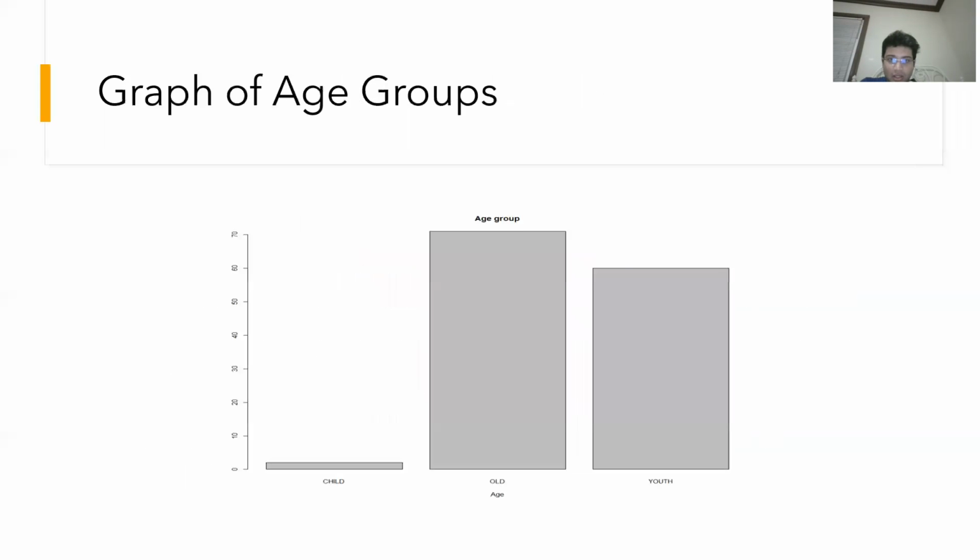So as I said, that's it. And the graph of the age groups. This is the bar graph depicting which age group has been affected the most. As you see, it's divided into three categories: the child, the youth, and the old age people, with the highest casualties being in the old age people, with the least casualties being in the child.